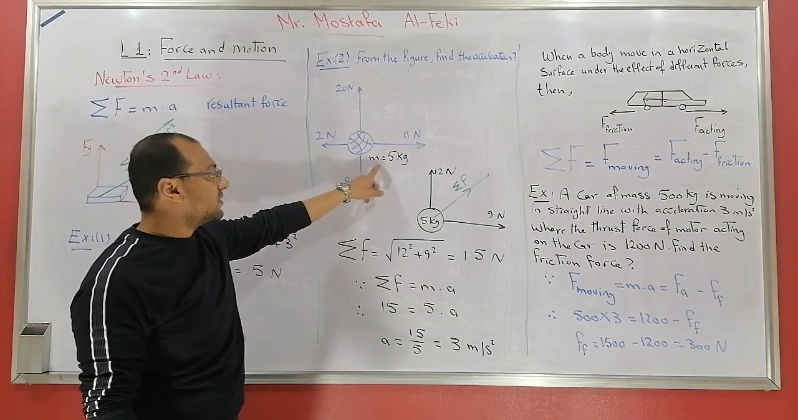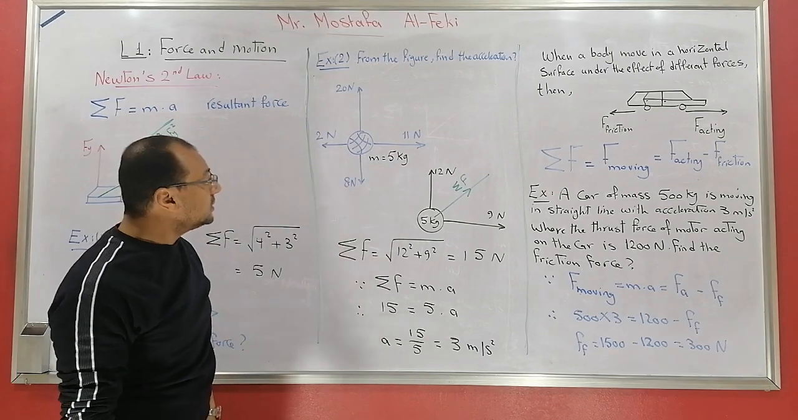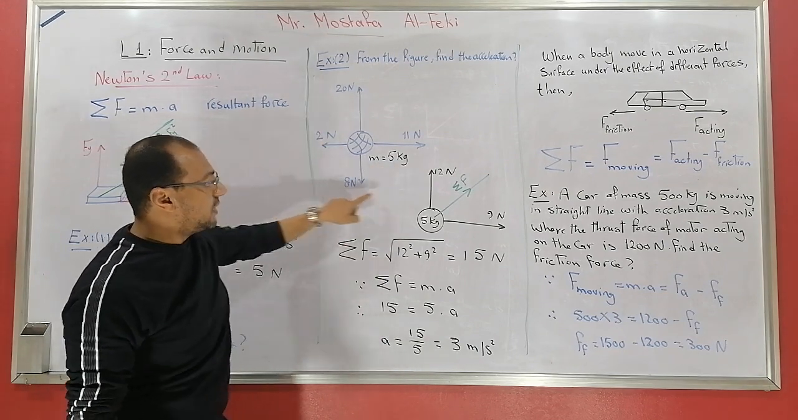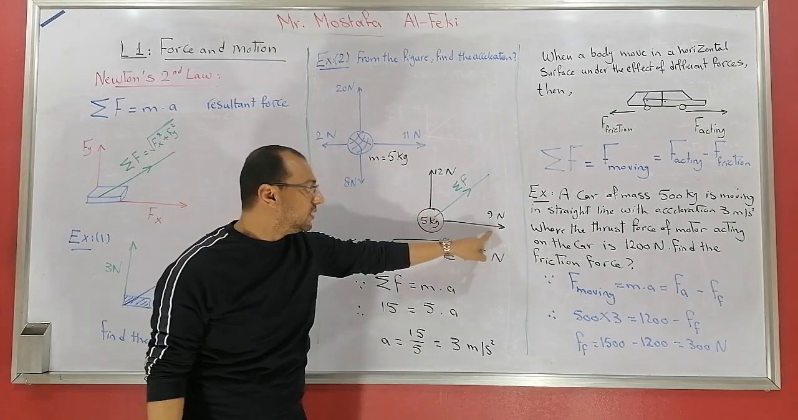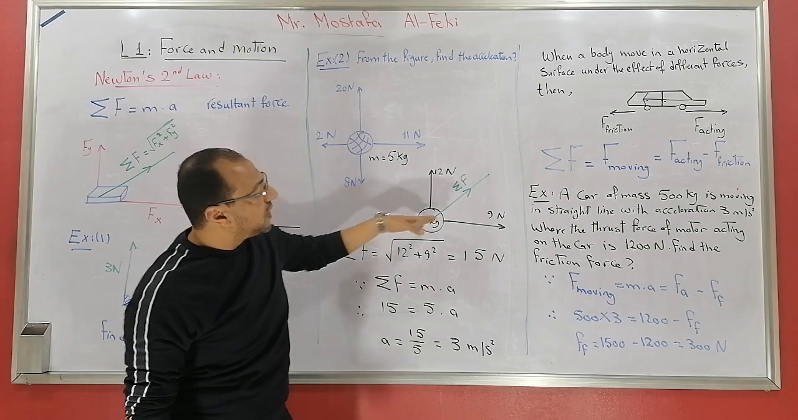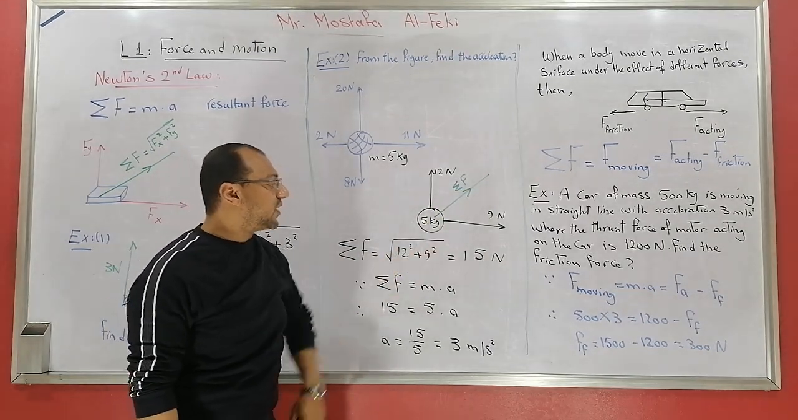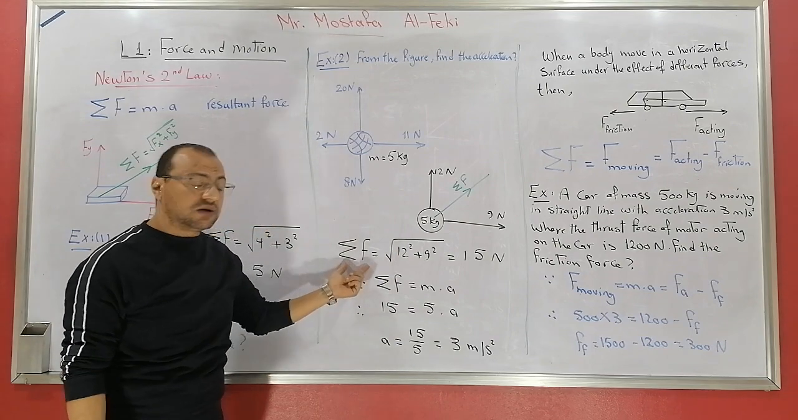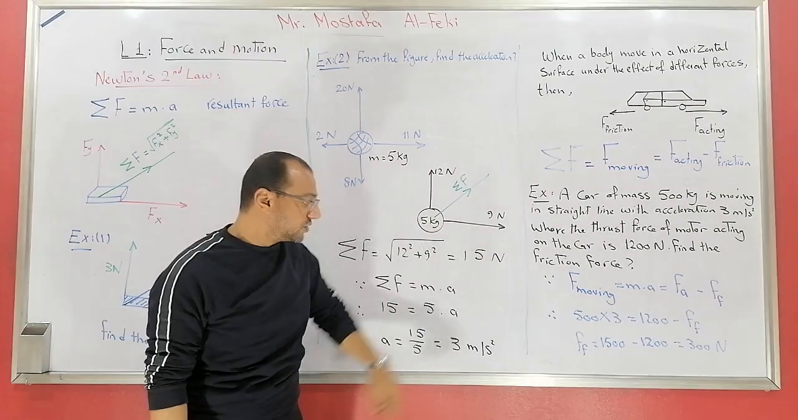We notice that the mass is given as 5 kilogram. Then 20 minus 8 equals 12 Newton, and 11 minus 2 equals 9 Newton. Then to find the resultant force for the body of mass 5 kilogram, sigma F equals the square root of 12 squared plus 9 squared, which equals 15 Newton.